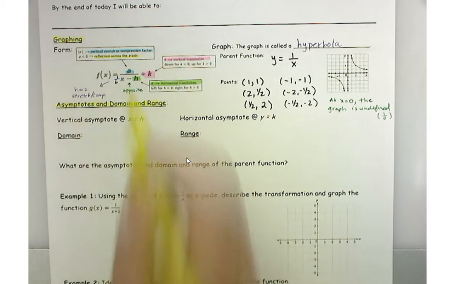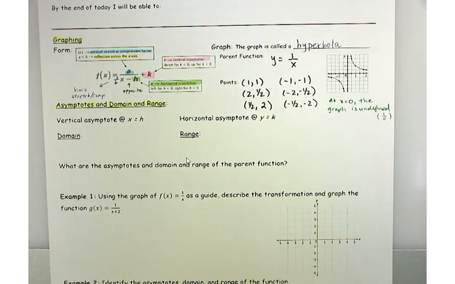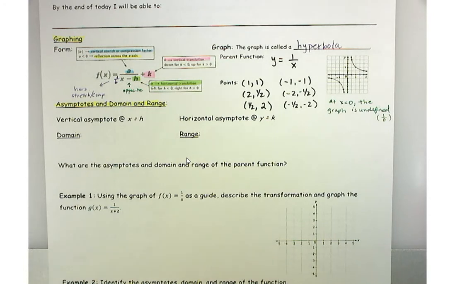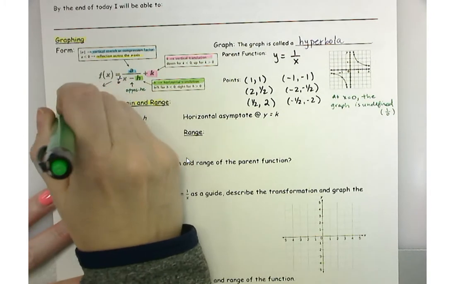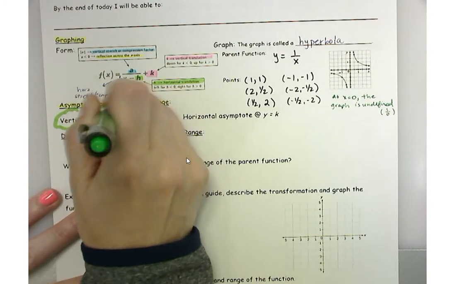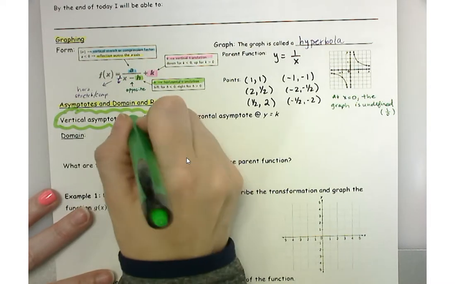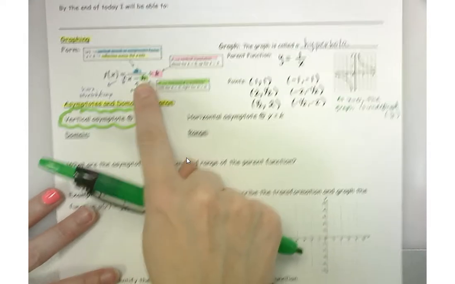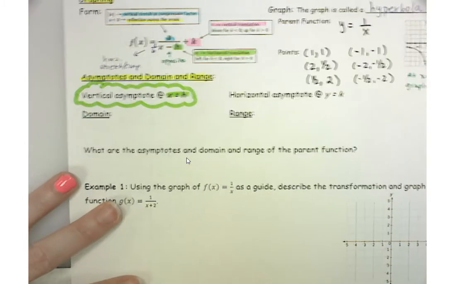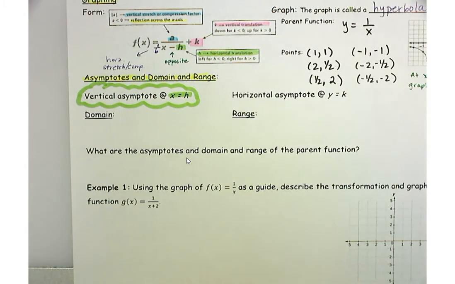So there are two types. There's a vertical and there is a horizontal. The vertical asymptote is at x equals h, whatever your value is for h there. The horizontal asymptote is going to be at k.